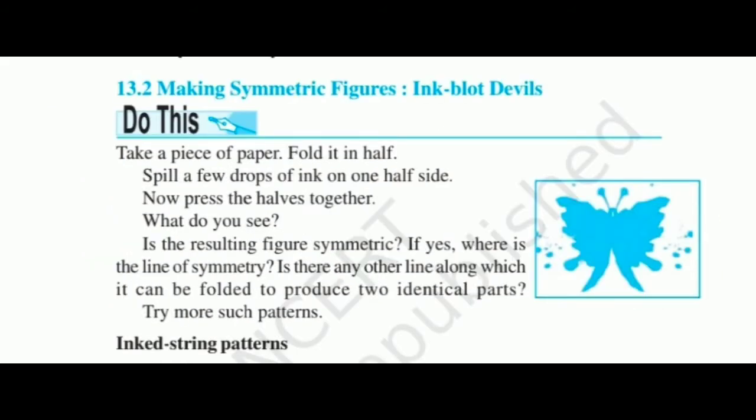Making symmetrical figures. Ink blot devils. Take a piece of paper, fold it in half. Spill a few drops of ink on one half of the side. Now press the halves together. What do you see? Is the resulting figure symmetric? If yes, where is the line of symmetry? Is there any other line along which it can be folded to produce two identical parts?